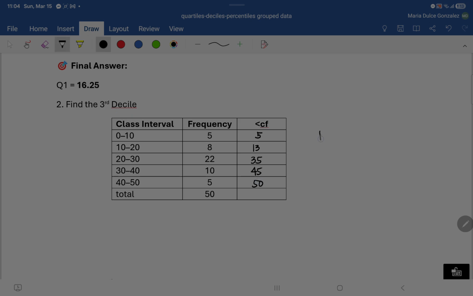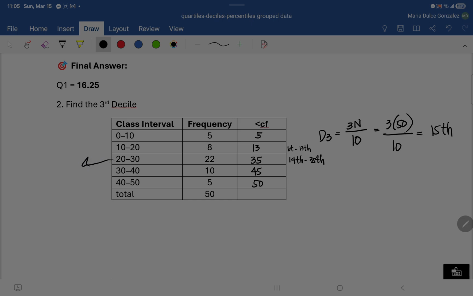So the location of the third decile, D3, would be equal to 3 times n divided by 10 because it's a decile. So that would be 3 times 50 divided by 10, which is the 15th. So our data is the 15th data. Based on the third column, the 15th is not here, this would be 6th to 13th only. So here would be our 14th to 35th. So our third decile is in this row here.